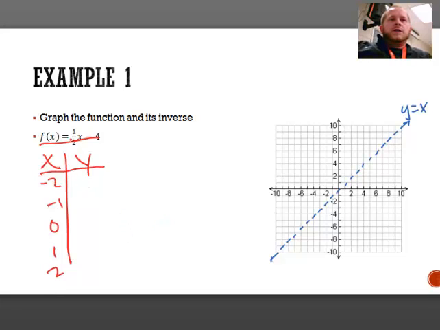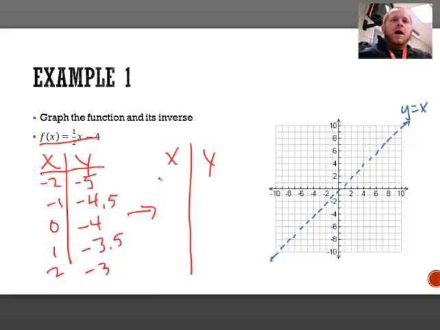Okay, so -2 goes in here, half of -2 is a -1, minus 4 gives me a -5. Put a -1 in for the x, that's going to give me a -1/2, minus a 4 is -4.5. The next one, put in a 0, just gives me a -4. You guys can see the pattern, it's going up by a half each time. So I get a -3.5 here, and a -3. That's my original function table. Now I'm going to create the inverse by giving my y values to my x, and then moving my x's to my y's.